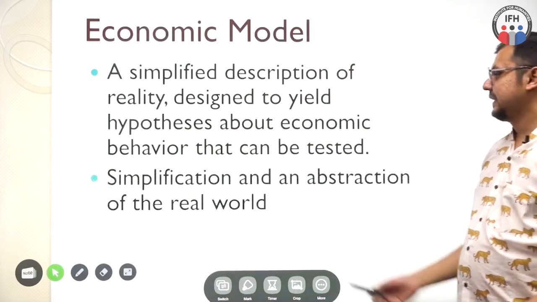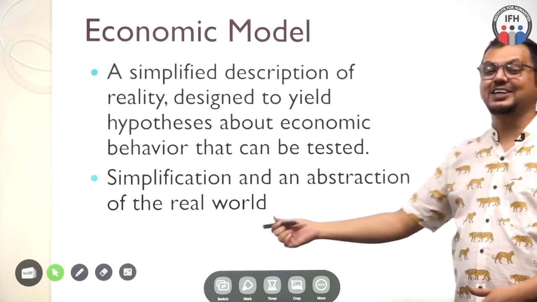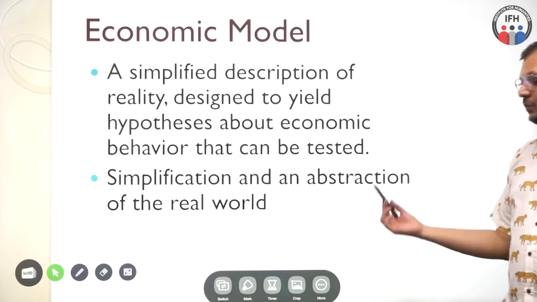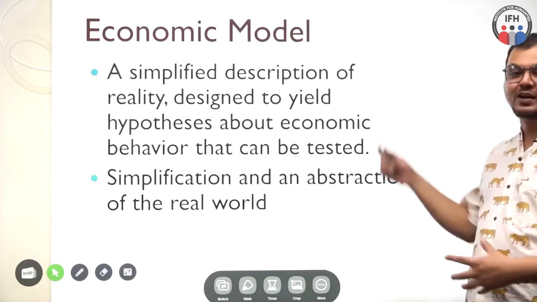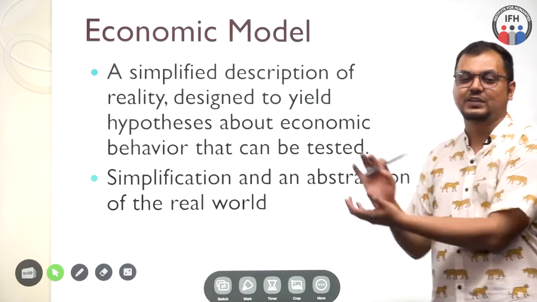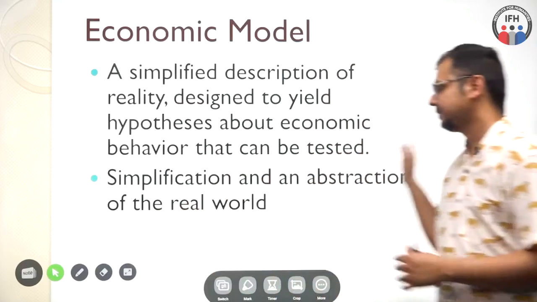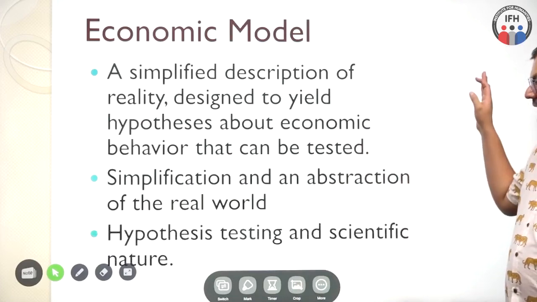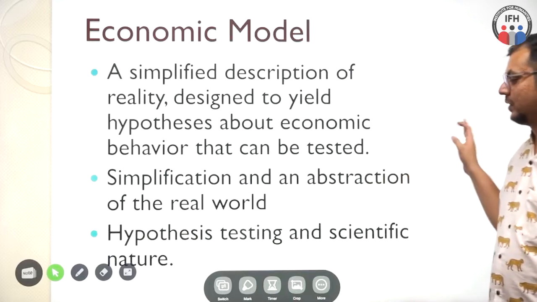Like I said, the keywords you need to pay attention to are the simplification and abstraction of the real world. Now again, this is a new word that is coming here, but essentially it's what I've already discussed. What is an abstraction? It means it's not the whole real world, but a certain part of it. You've done an abstraction of the real world to create a model. We've already discussed all about hypothesis testing and the scientific nature of an economic model.